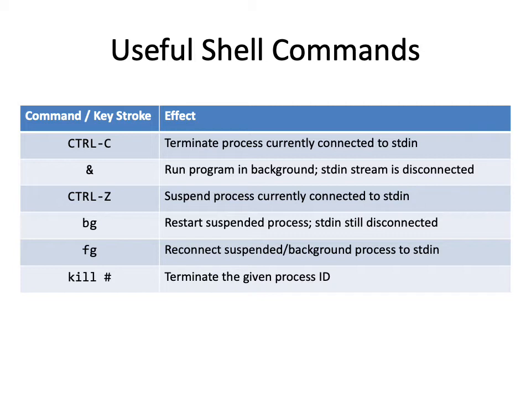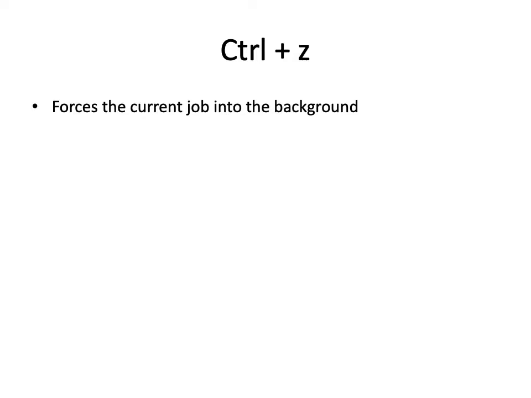These other ones deal with processes that are being run in the background or getting them from the background. So we'll talk about some of these in just a sec. Control Z forces the current job into the background. So say you start a program and it's doing the same stuff over and over again. You've accidentally created an infinite loop or a very long infinite loop. So you hit Control Z. That forces the current job into the background.